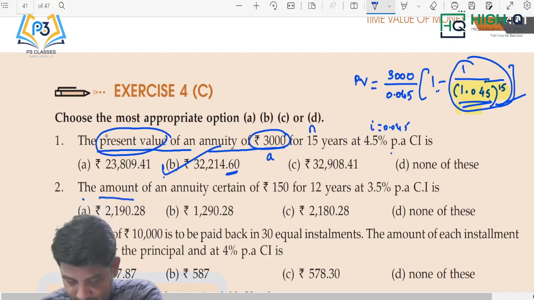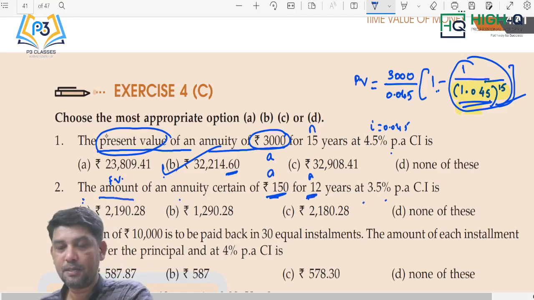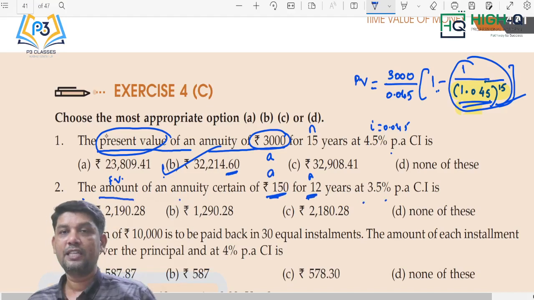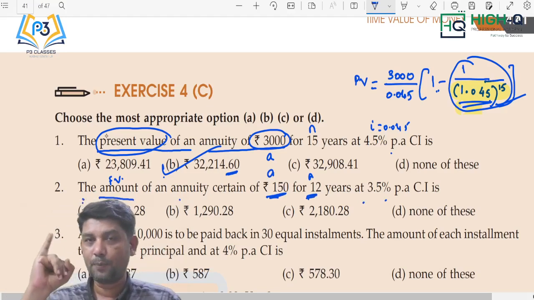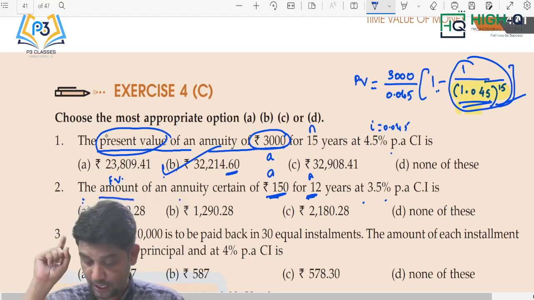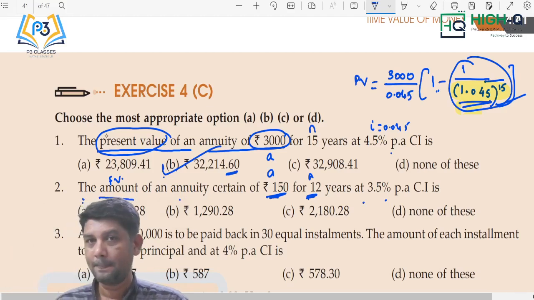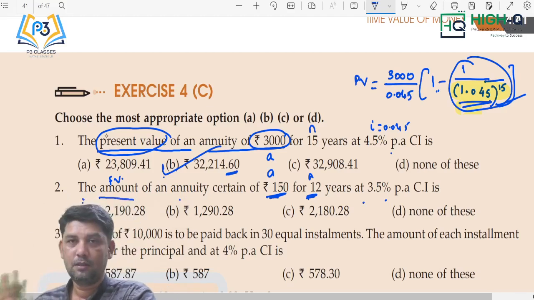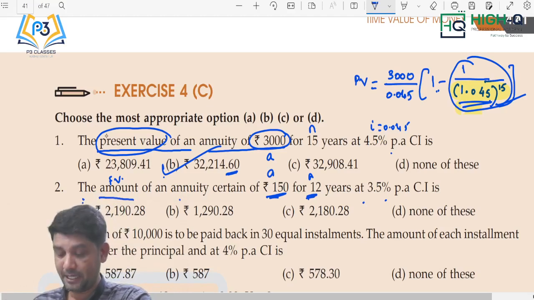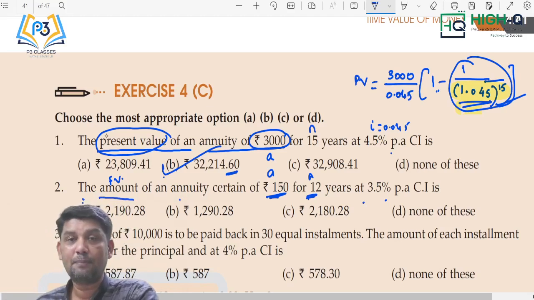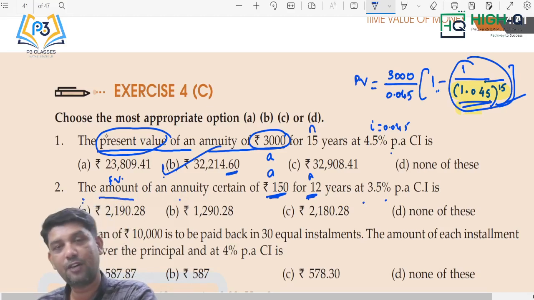Wait, my dear. The amount. Amount means I am going to find out future value of an annuity certain of 150 rupees. A is 150, for 12 years, N is 12 years, 3.5% per annum compound interest. So 3 thumb rules, as I told you. Whether the problem is based on future value or present value. Yes sir, amount is given, therefore it is future value. Then 150 rupees, 12 years, so number of years is 12. The interest is calculated on an annual basis, so N remains the same, I remains the same. Then whatever type of annuity, sir, nothing is mentioned about the type of annuity, therefore it is a regular annuity only.